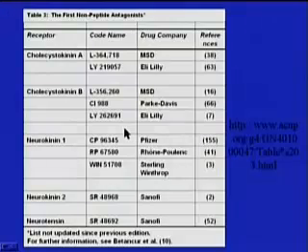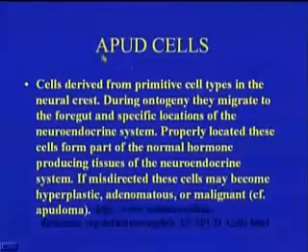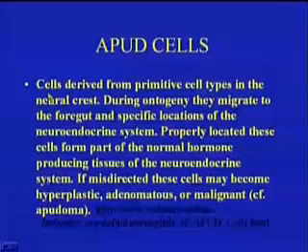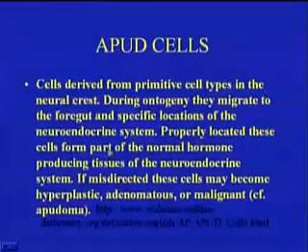Now just quickly a discussion of the APUD cells. These are amine precursor uptake and decarboxylation cells. These cells are derived from primitive cells in the neural crest. We'll take a look at this so you can understand it in a moment. During ontogeny, they migrate to the foregut and specific locations of the neuroendocrine system. Properly located, these cells form part of the normal hormone-producing tissues of the neuroendocrine system.